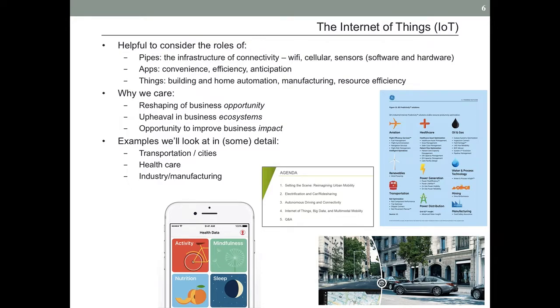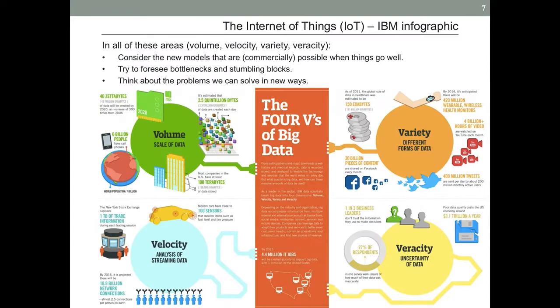Also the apps, so I just mentioned the hardware, the apps are the software, delivering results with that hardware. And then the things, what are the actual things that are connected? And both the things and then the whole groups of things. And we'll talk more about that in class.